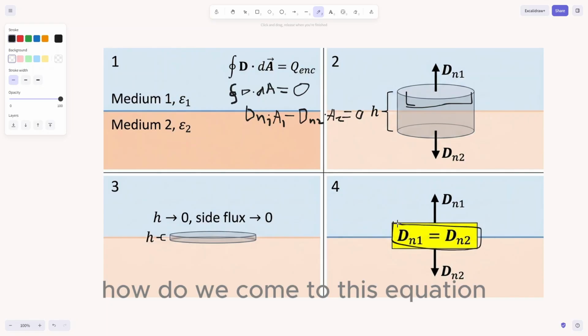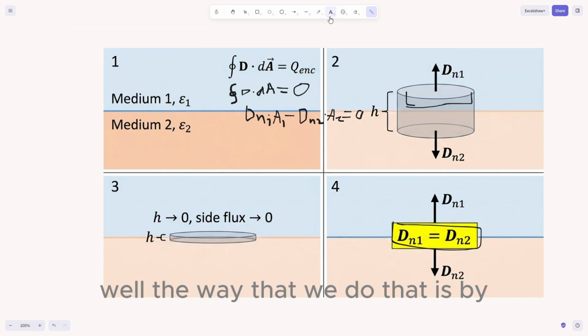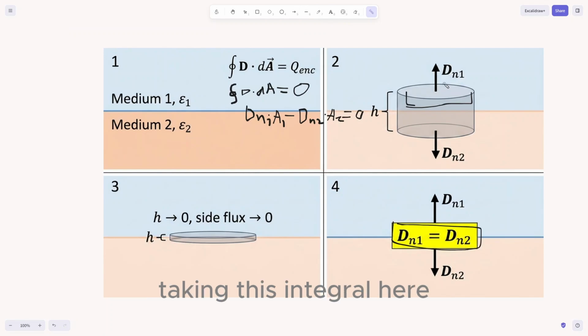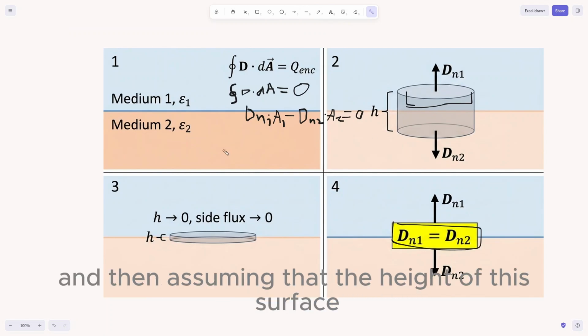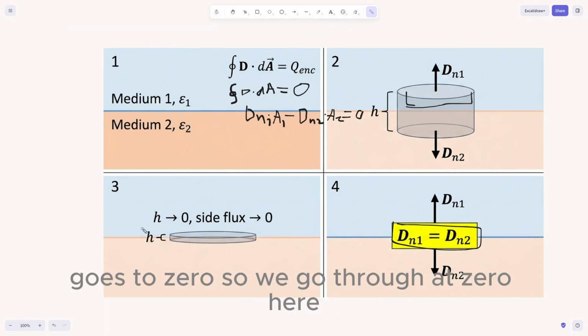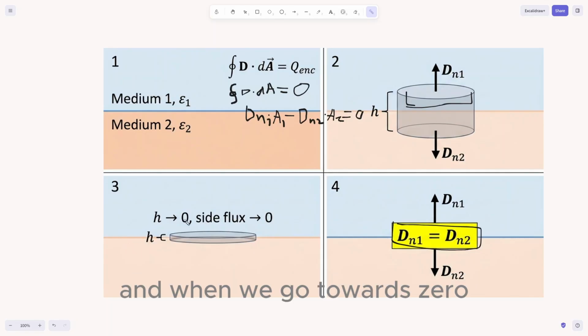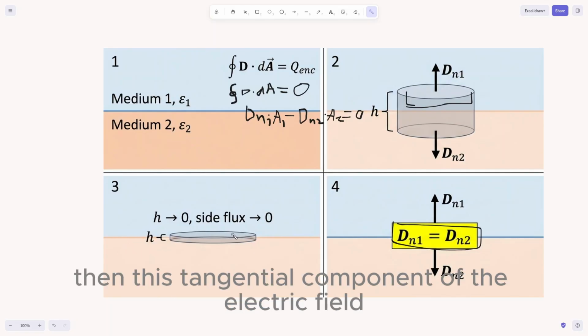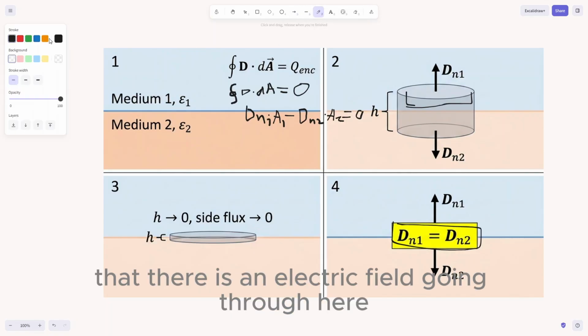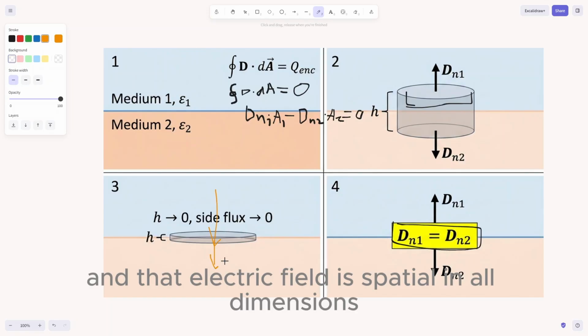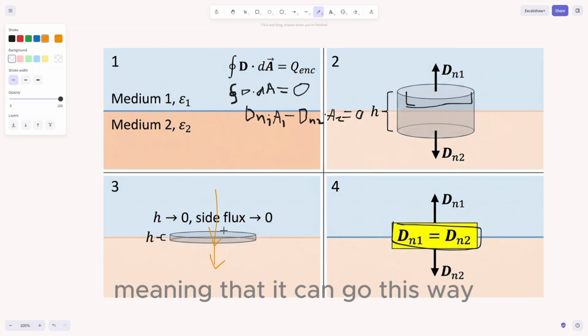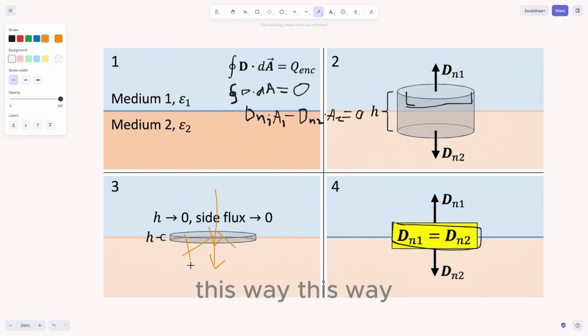How do we come to this equation? Well, the way that we do that is by taking this integral here and then assuming that the height of this surface goes to 0. And when we go towards 0, then this tangential component of the electric field matters less. You should imagine that there is an electric field going through here, and that electric field is spatial in all dimensions, meaning that it can go this way, this way, this way, all the different directions.